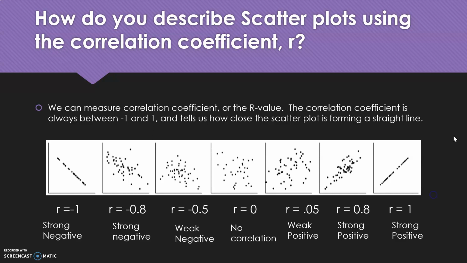All right, so how do we describe a scatter plot? Well, we're going to use correlation coefficient to describe the correlation. You can measure it with what's called an R value. The correlation coefficient is always going to be between -1 and 1, and it tells us how close the scatter plot is forming a straight line. So if you want to pause right here, you can, and fill in some of your paper or draw the points and the little graphs here.